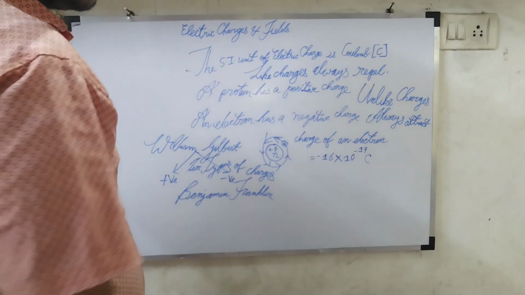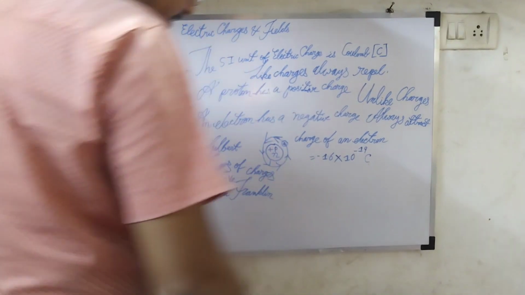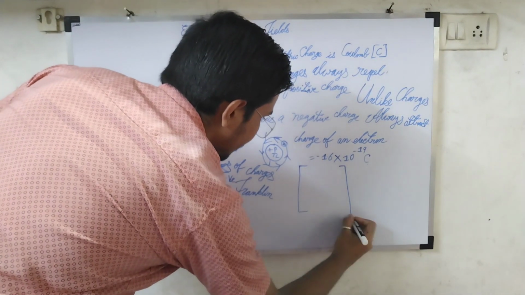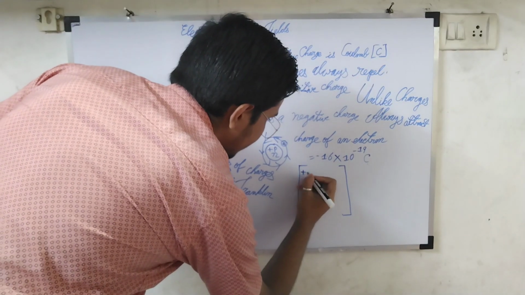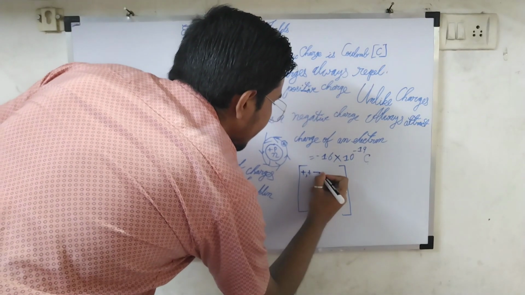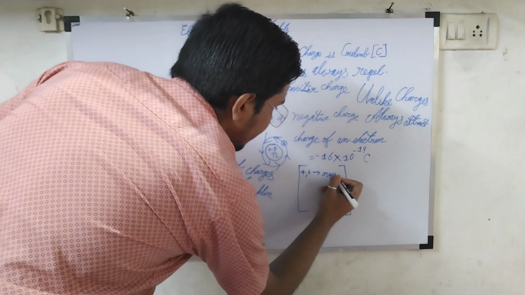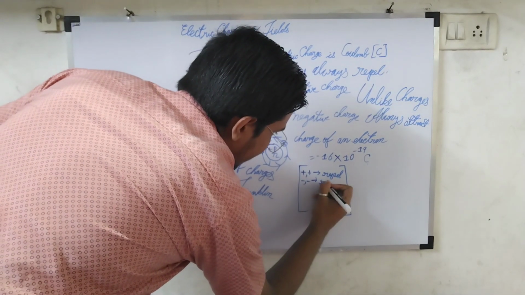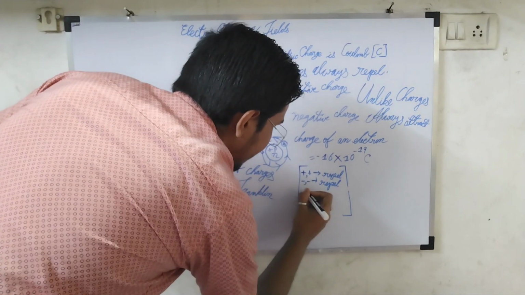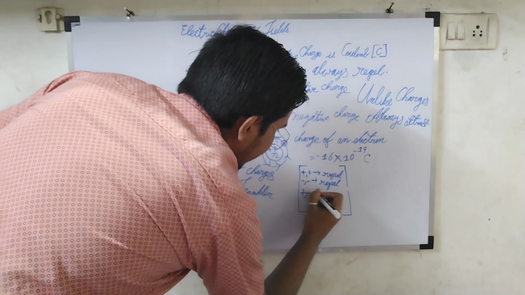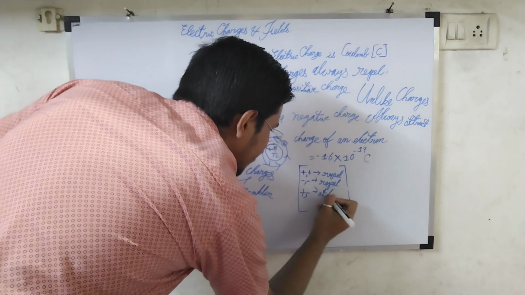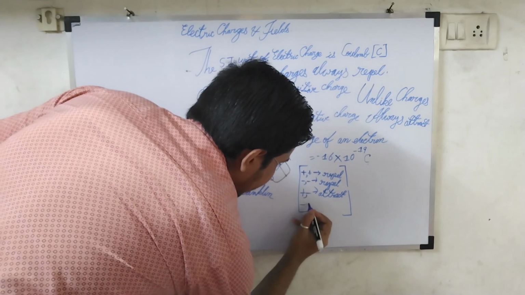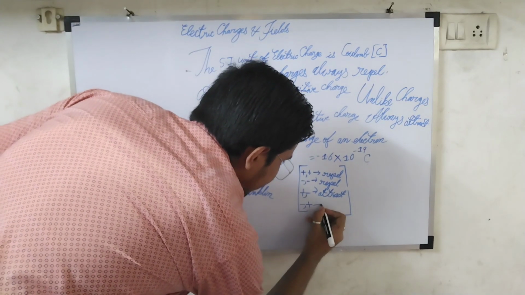If someone forgets, then what is the trick for it? Plus plus repel, minus minus repel, plus minus attract, minus plus attract.